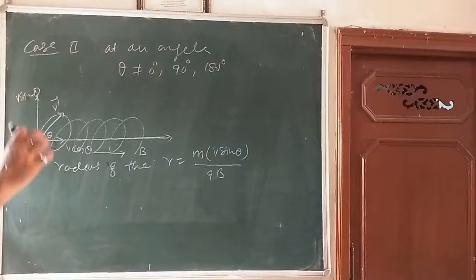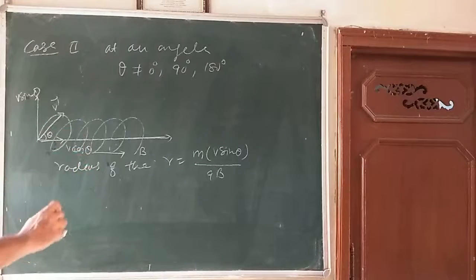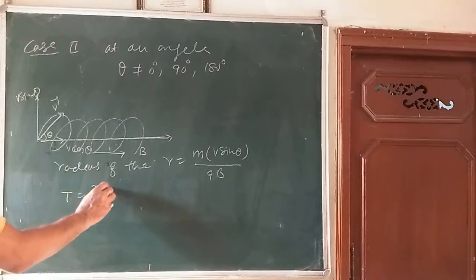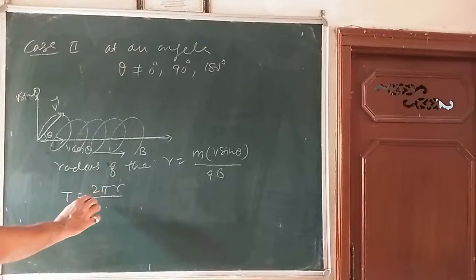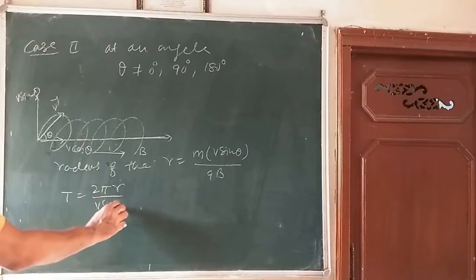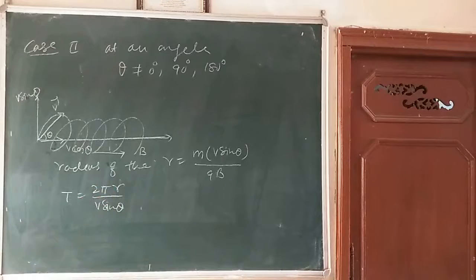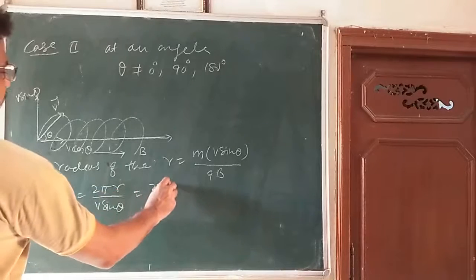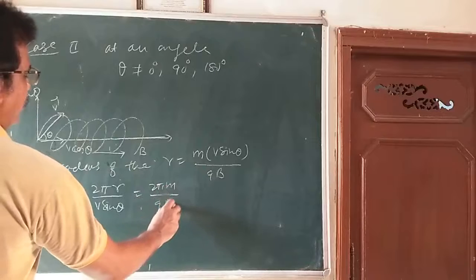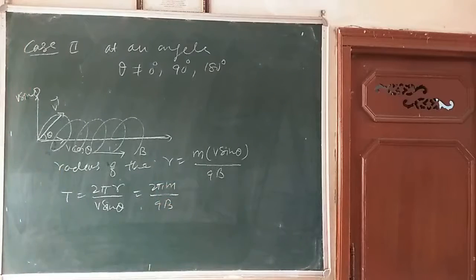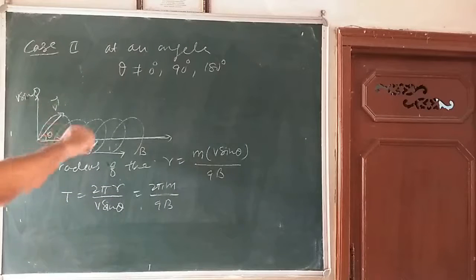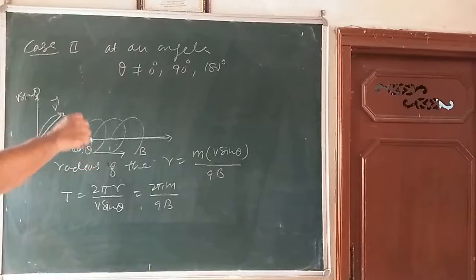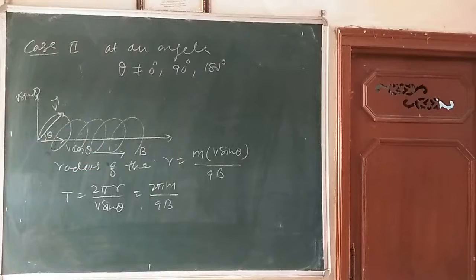Because we know that time is equal to distance upon velocity, I can write time equals distance in a circular path, that is 2 pi r, upon velocity v sin theta. So I can say it is also equal to 2 pi m by qB. The time period is also equal to this. So the resultant path will be a helix. Children, this is called a helix, with its axis parallel to the field.